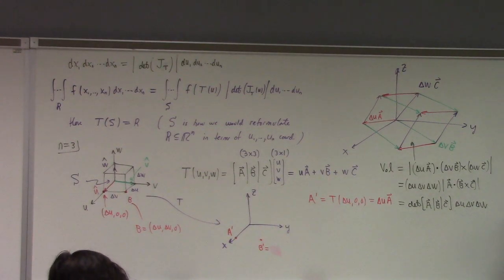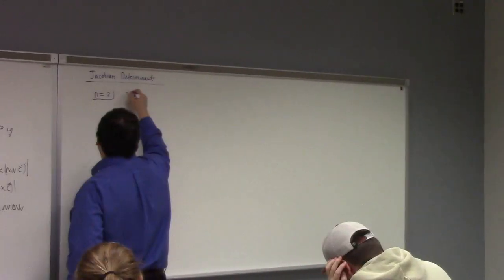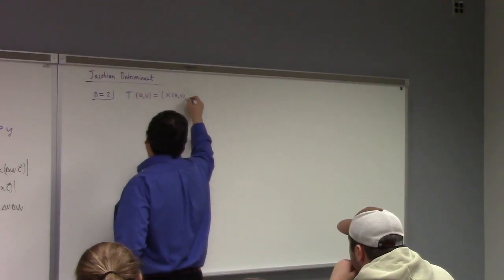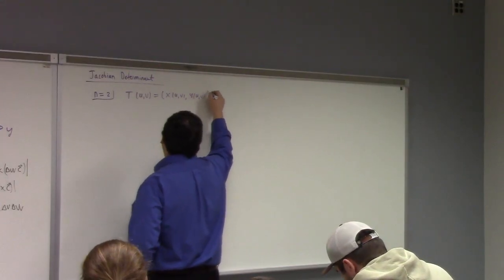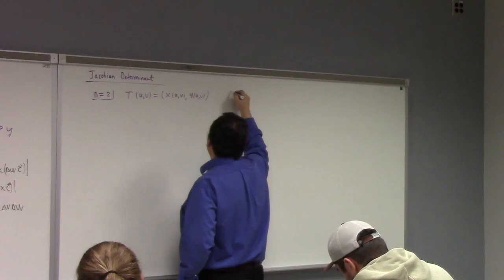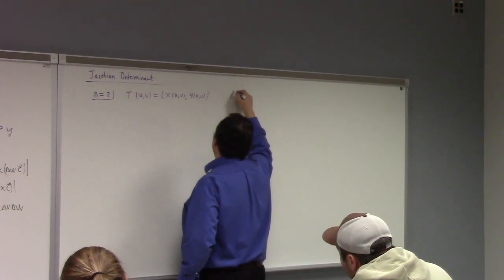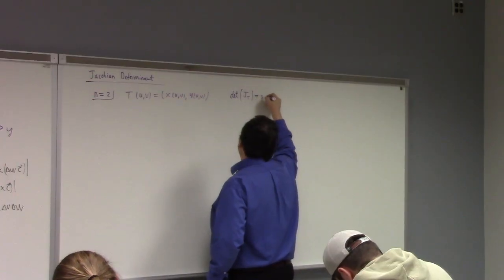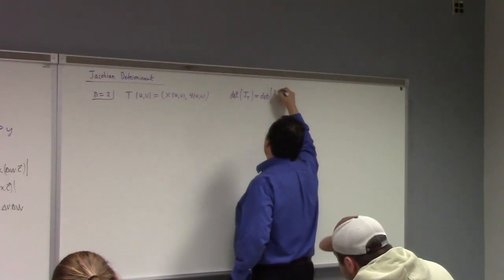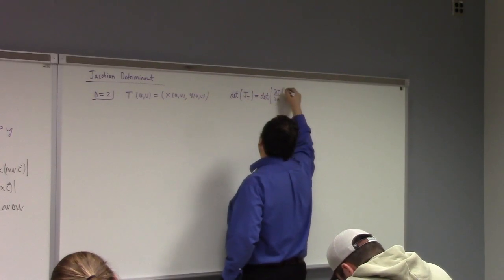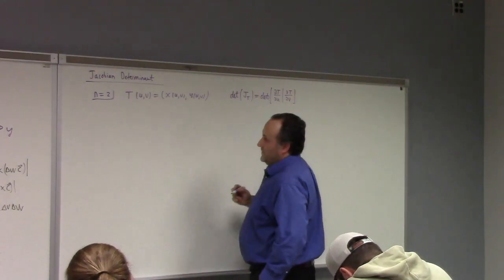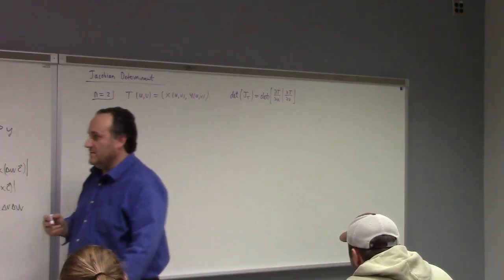So just to be clear, for like n equals 2, I would have T of u, v is like x of u, v, y of u, v, right? So the determinant of the Jacobian of T is the determinant of partial T partial u, partial T partial v. Now I feel guilty for not putting vectors on everything here.